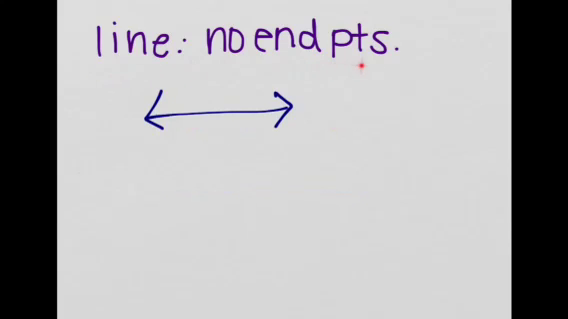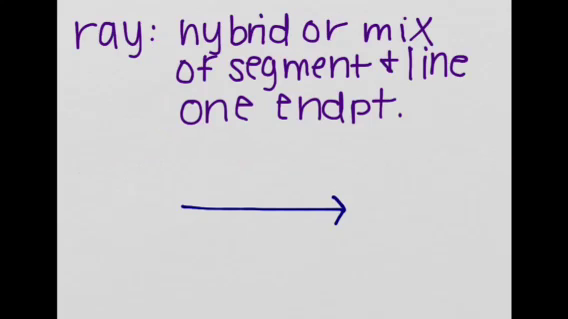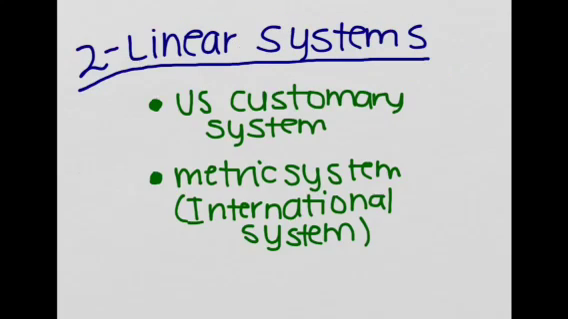A line, on the other hand, has no endpoints. The line extends to infinity on both sides. A ray is a hybrid or a mix of the segment and line. So it has one endpoint, but the other side goes to infinity. So a segment has two endpoints, a ray has one endpoint, and a line has 0 endpoints.